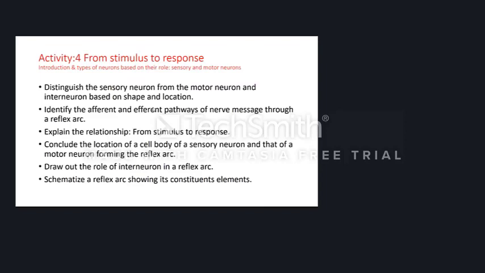Now, in activity 4, the objectives that we'll cover: you have to know to distinguish the sensory neuron from the motor neuron and interneuron based on shape and location. You have to identify the afferent and efferent pathway of nerve message through a reflex arc. You have to explain the relationship from stimulus to response. You have to conclude the location of a cell body of a sensory neuron and that of a motor neuron forming the reflex arc. And we're going to draw out the role of the interneuron in a reflex arc, and we'll schematize a reflex arc showing its constituent elements.